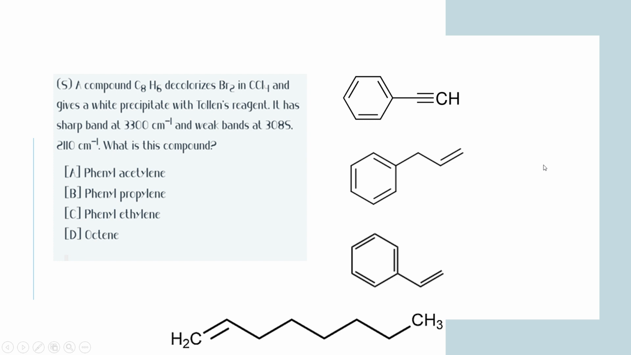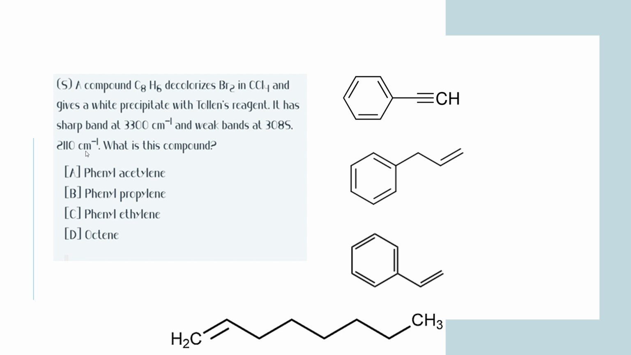Now let us move to the next question. A compound C8H6 decolorizes bromine in CCl4 and gives a white precipitate with Tollens reagent. It has a sharp band at 3300 centimeter inverse and weak bands at 3085 and 2110 centimeter inverse. What is the compound?